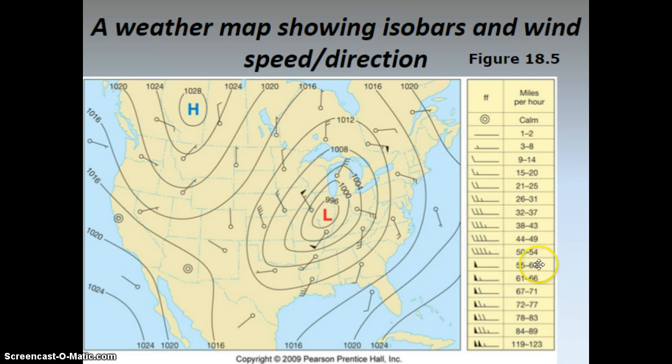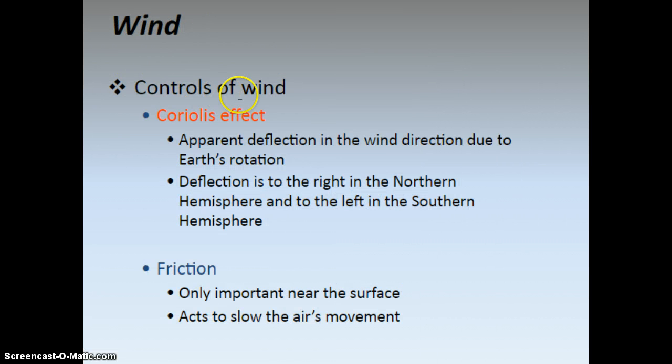That's a pretty strong wind, 55 to 60. That seems a little high, huh? 55 to 60 miles per hour. That's a pretty significant wind. But notice these isobars are close together. The closer they are together, the greater the pressure gradient force, the stronger the winds.